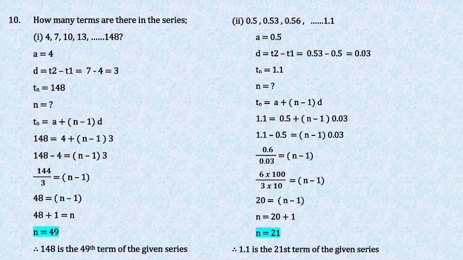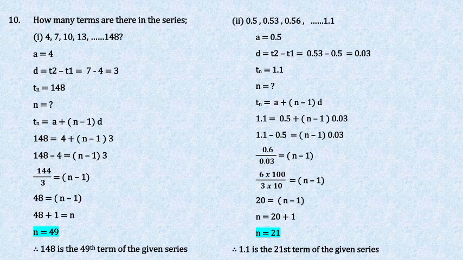Question number 10. How many terms are there in the series? This problem is a little bit similar to question number 8. In question number 8, the question was to cross-check whether the given term belongs to the sequence or not. But question number 10 says that 148 is a term of the sequence, for sure. But we need to cross-check which term it is. That is, first term is 4, last term is 148. So last term is 148 means which term it is. It is very easy to understand that we need to find the value of N.